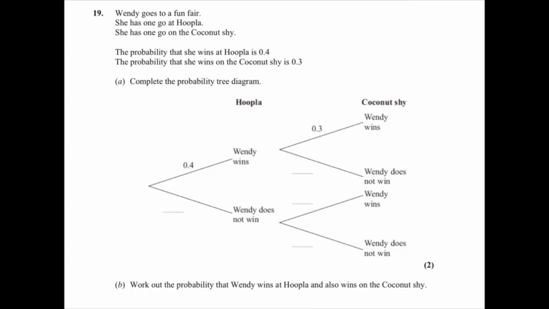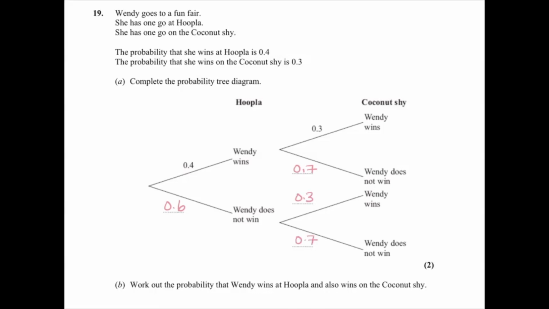And we can see that they've already put this on for us. There's Wendy winning at 0.4. So if she's not winning, it will be 0.6. And then the coconut shy to win is 0.3, so to lose is 0.7. Whether she wins or loses at Hoopla, it really makes no difference to whether she wins or loses at the coconut shy. So this is repeated.